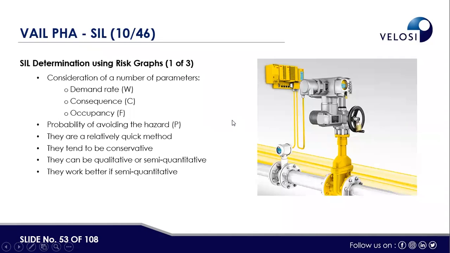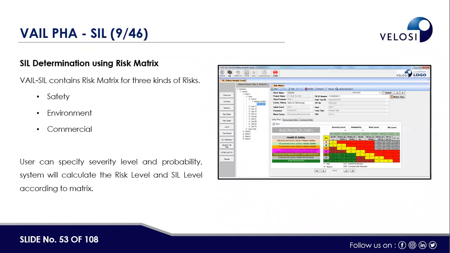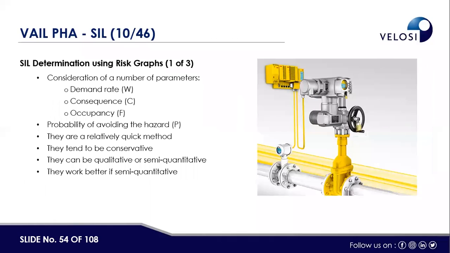Similarly, SIL determination by using risk graphs. There are certain parameters from which we have to choose. For example, in the risk matrix there are only 2 parameters: probability and consequence severity. But in the risk graph, there are normally 4 parameters: demand rate, consequence, occupancy, and probability of avoiding the hazard as well. So it is a relatively quick method as compared to LOPA, layer of protection analysis. It tends to be conservative. They can be qualitative or semi-quantitative, and it works better if semi-quantitative. How can it be semi-quantitative?